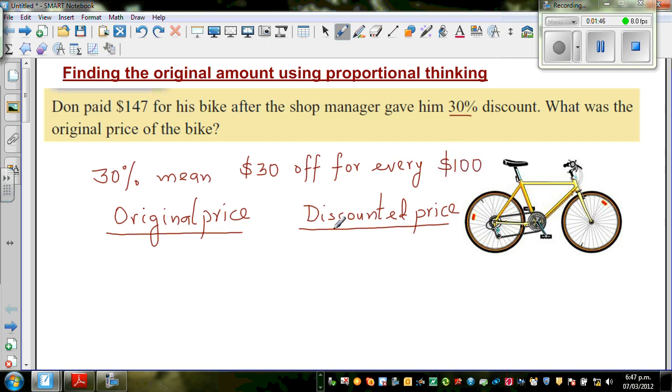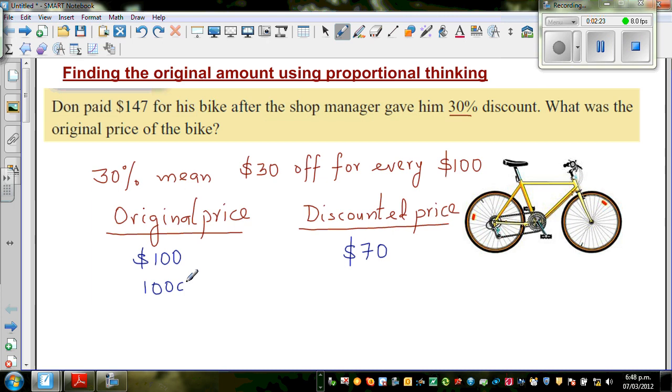You have to go through a thinking process. So if you know this fact, if the original price was, say, $100, you're taking $30 off, so the discounted price would be 100 take away 30, which is $70. Is this clear? For $100, the discounted price would be $70.